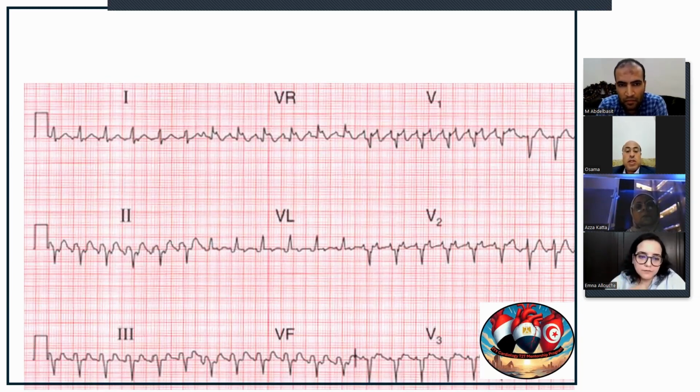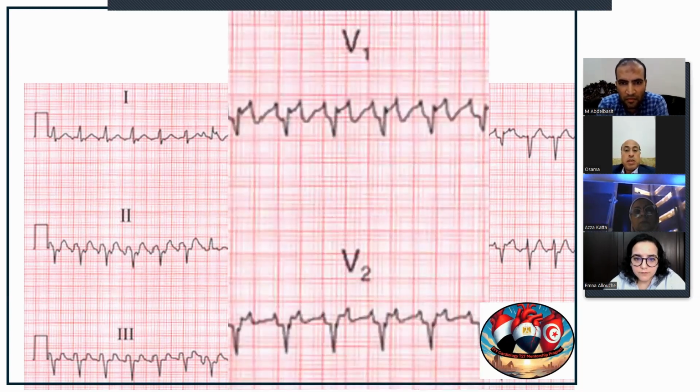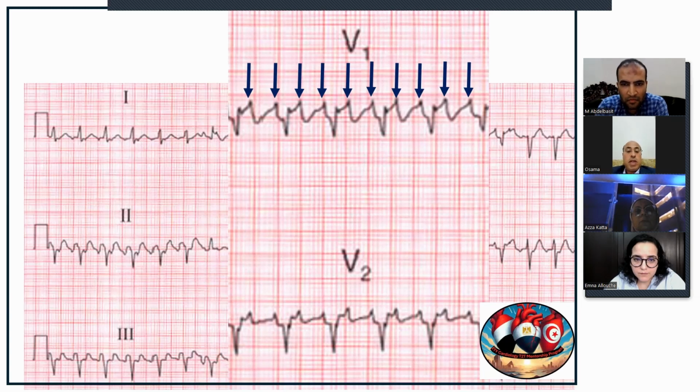This should always raise the suspicion of atrial flutter with 2-to-1 conduction. It is almost always the only arrhythmia that behaves in this manner, with 2-to-1 conduction. If we magnify V1 and V2, we see 2 P waves and then the cardiac complex. It is positive in V1 and negative in the inferior leads. So we are dealing with common typical atrial flutter, a very common arrhythmia.